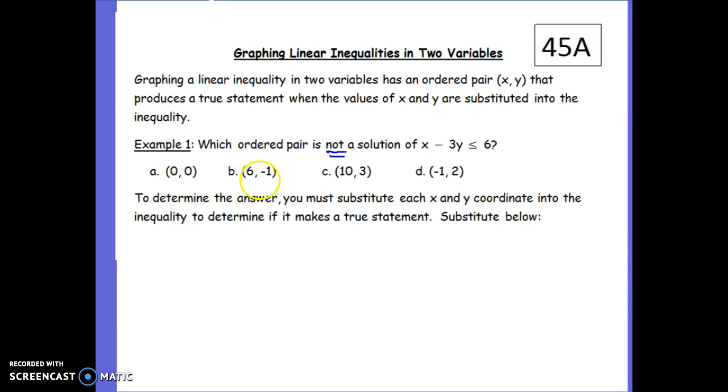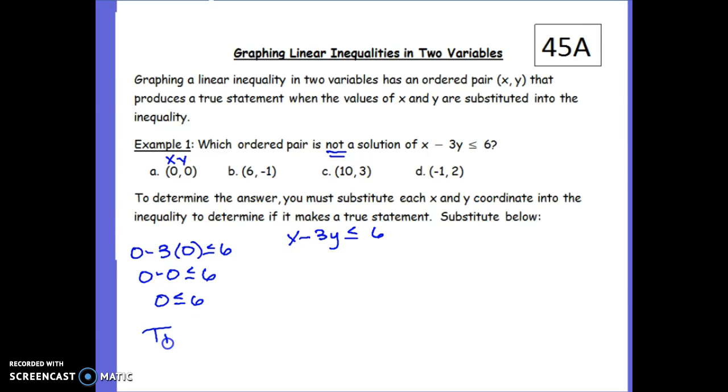We're going to take each of these ordered pairs and plug them in. We have the linear inequality x minus 3y is less than or equal to 6. We just plug in our x and y values. For A, we get 0 minus 3 times 0 is less than or equal to 6, or 0 minus 0, so 0 is less than or equal to 6. That's true, so that is a solution.